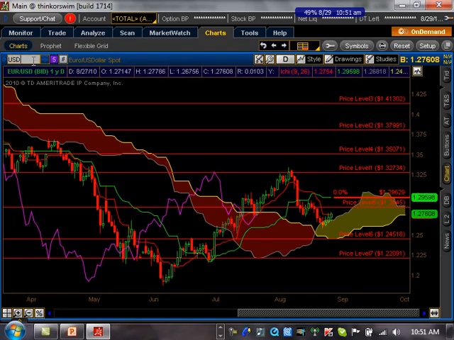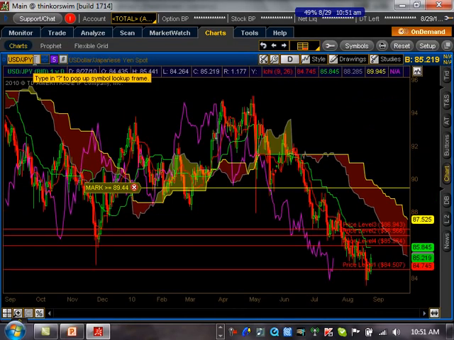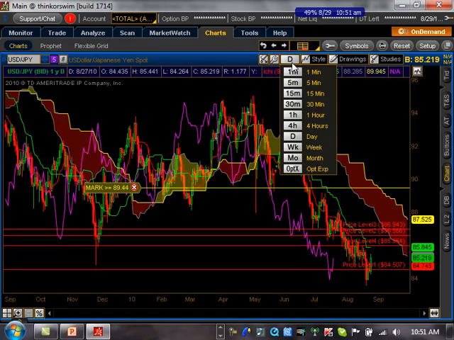Let's quickly look at the US yen. Okay, let's go look at the weekly time frame.